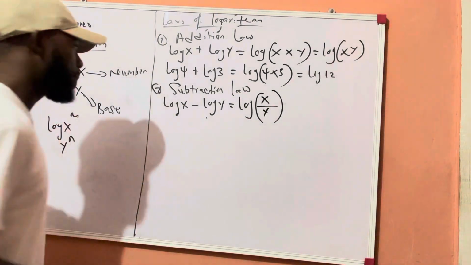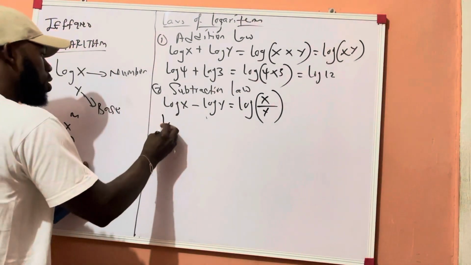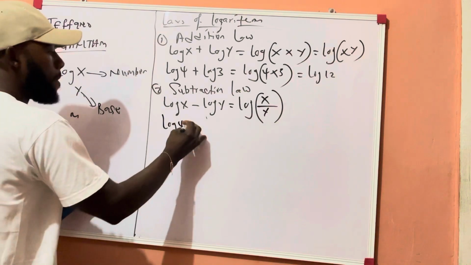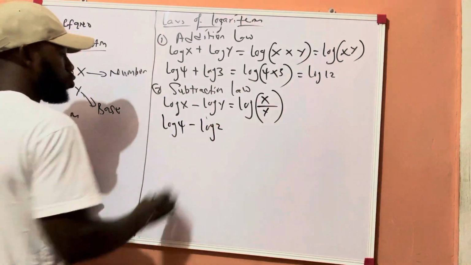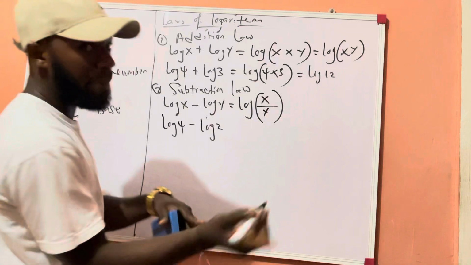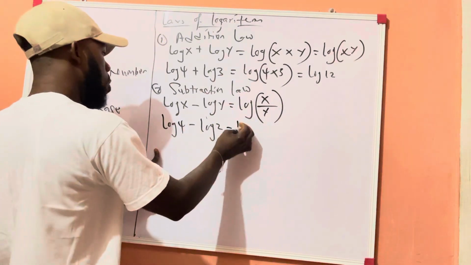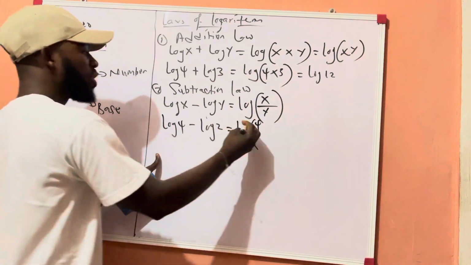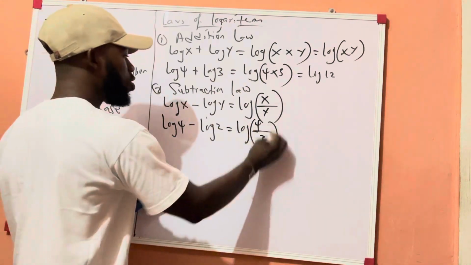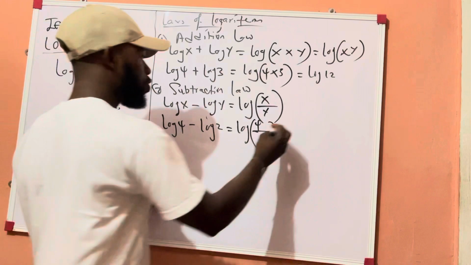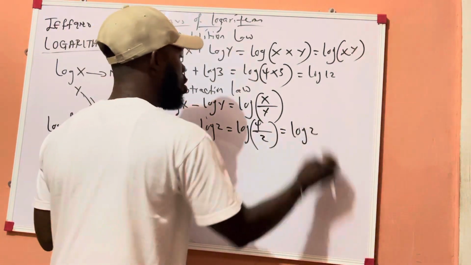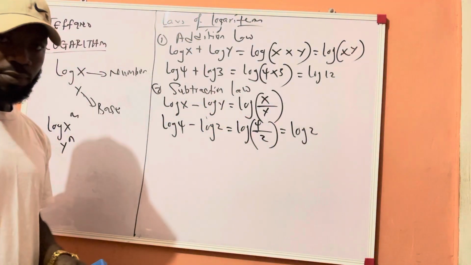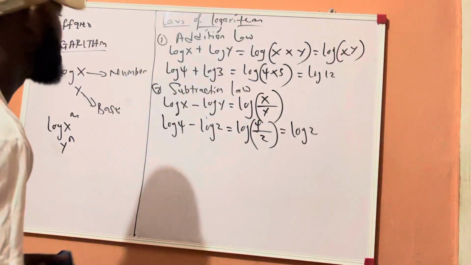So, using numbers to replace, we have something like this: log 4 minus log 2. What does that mean? Because the bases are the same, I'll just pick one of the logs. My first number here is 4, minus becomes over, and my number here is 2. Now, 4 divided by 2 will give us 2. So our final answer becomes log 2. This is the second law.